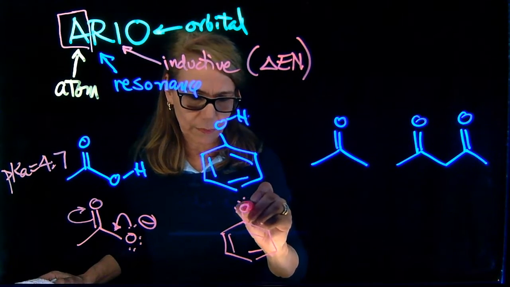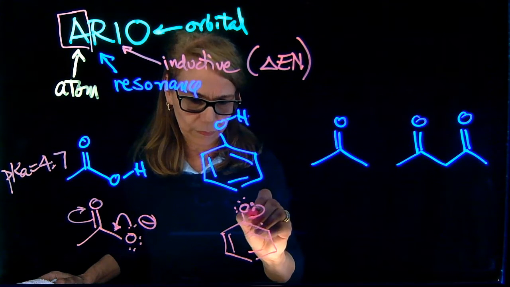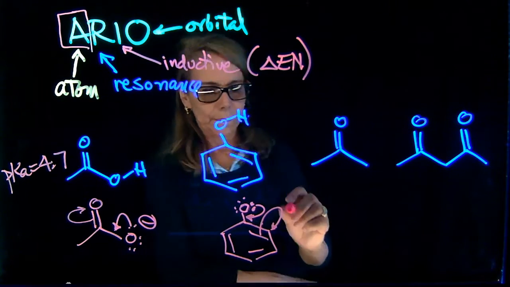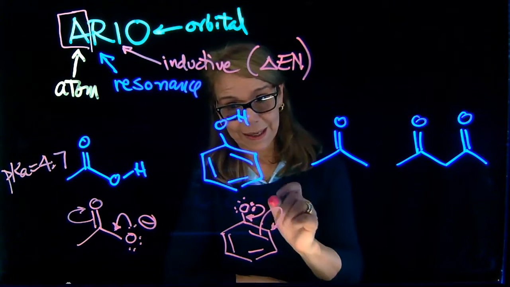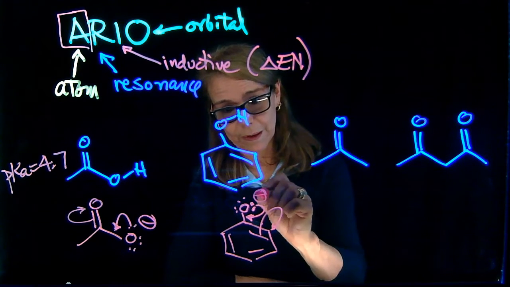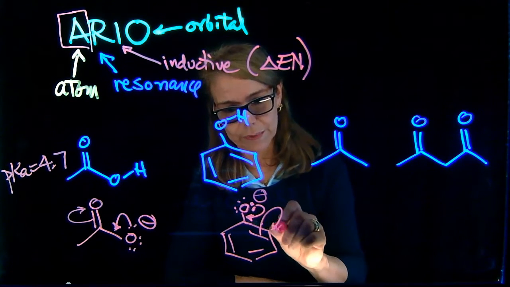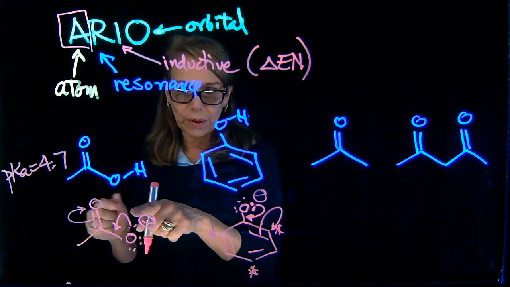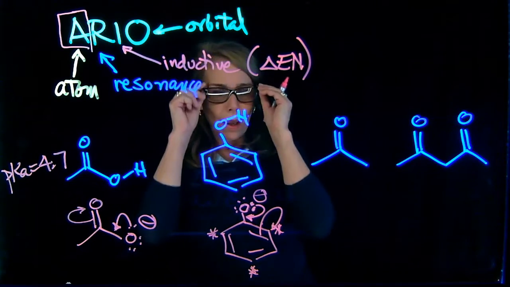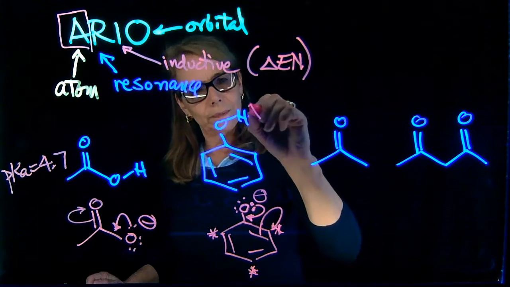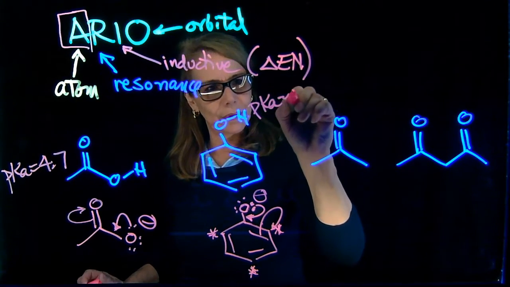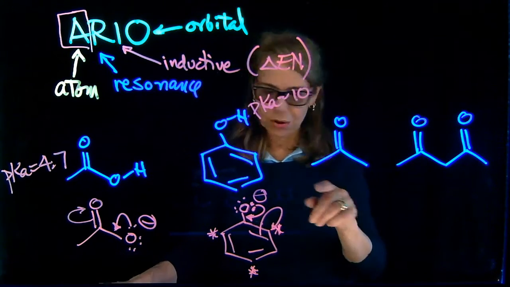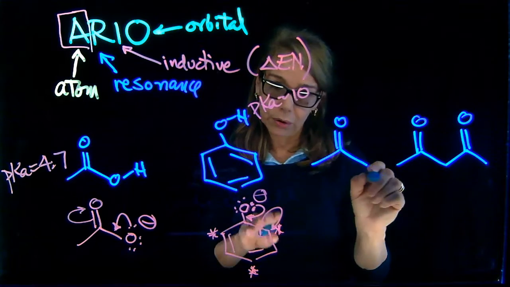So I'm going to move those electrons over here, make a double bond, and then these electrons here. What I'm saying is that the resonance structures here place a negative charge on carbons. So it does not contribute as much as the two resonance structures that I can draw here. Now the pKa of phenol is about 10.